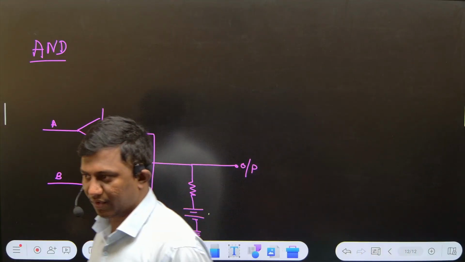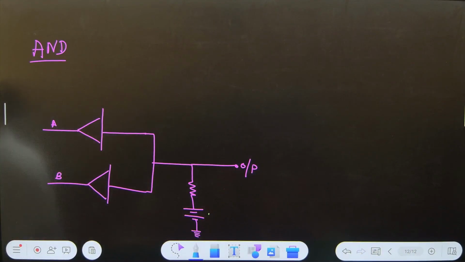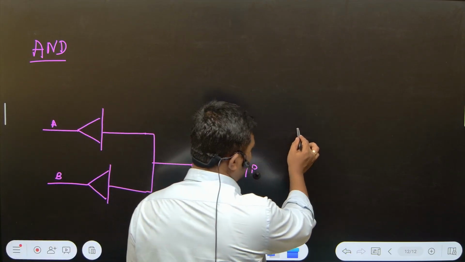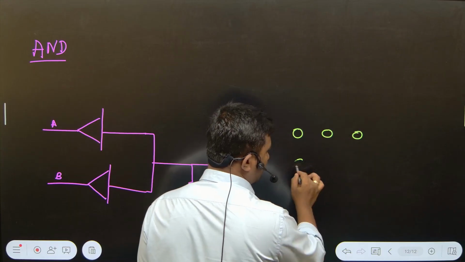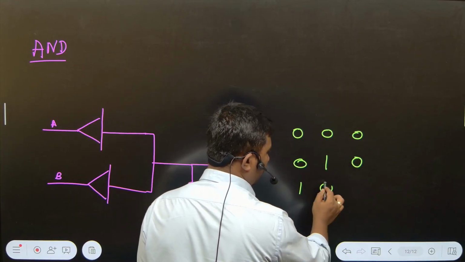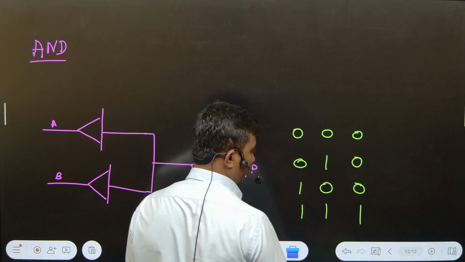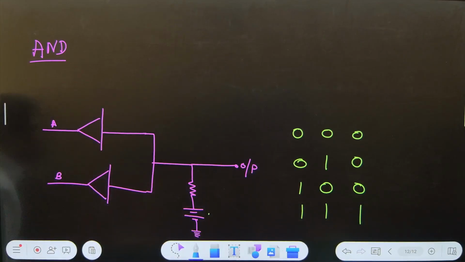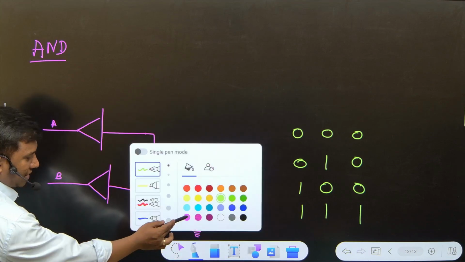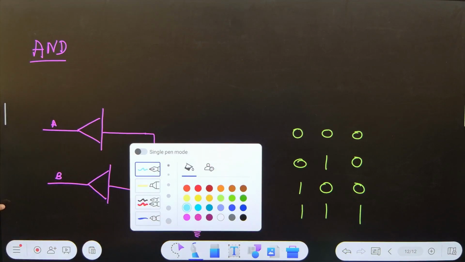Ulta connection is not reverse biased. Are you able to understand? Reverse biasing is different. Reverse biasing is P type connected to lower potential, N type connected to higher potential. Are you able to understand? So now we already know the truth table. Truth table is 0 comma 0 is 0, 0 comma 1 is also 0, 1 comma 0 is 0, 1 comma 1 is 1. That means only when two inputs are maximum there should be output. Understanding now? Only when two inputs are maximum then you get output, otherwise output is 0.